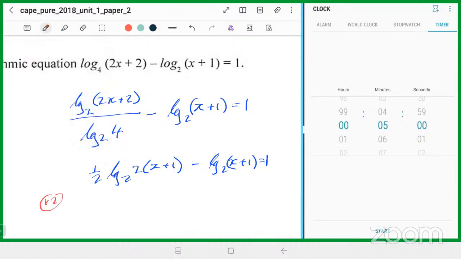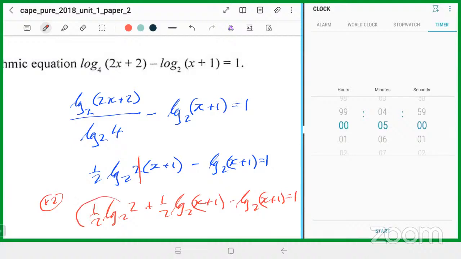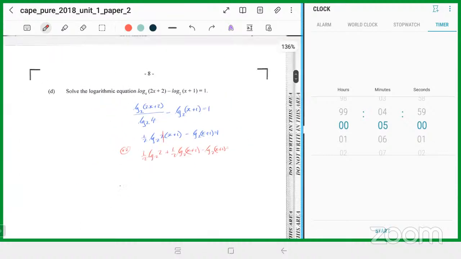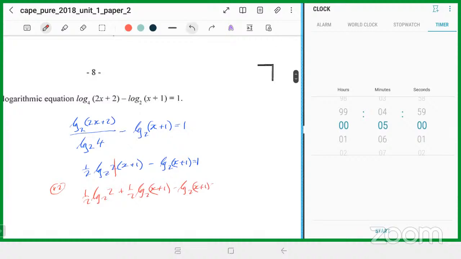Another option that I have is to break this out and put half log to base 2 of 2 plus half log to base 2 of x plus 1, and then minus log to base 2 of x plus 1 equals 1. And this will just become a half. I can do that as well. All right, let me finish it this way and then come back to this line and do it another way.